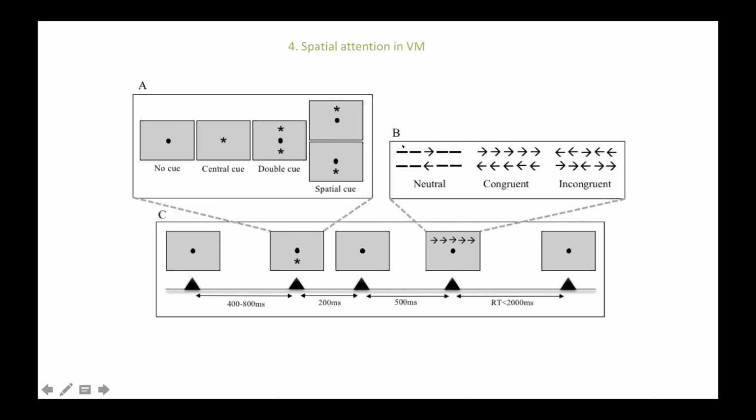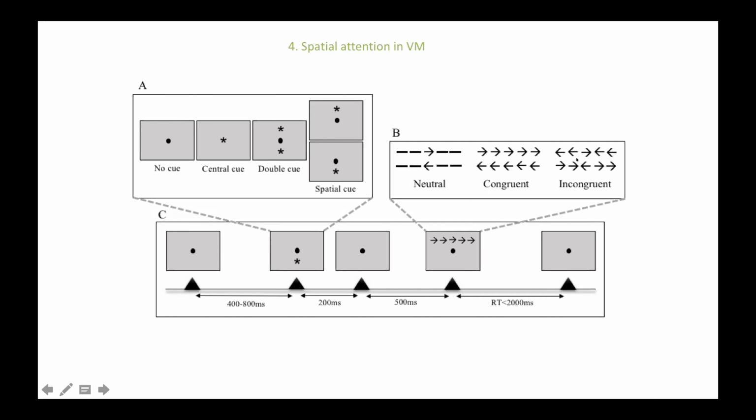What you have to do, shown here in B, is respond to the central arrow using a keyboard. Here the target arrow is pointing to the right, so you have to press right. Here the target arrow is pointing to the left, so you have to press left. This is a neutral condition because the flankers, these bits on the side, are not giving any information. Here in the congruent condition, the target arrow is flanked by arrows that give the same information as the target. Here it's pointing to the left, and these flankers are also pointing to the left.